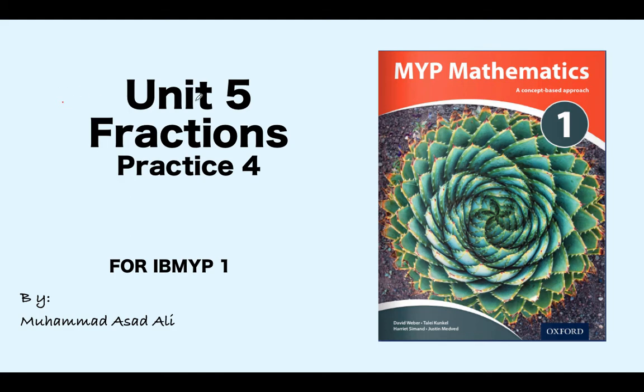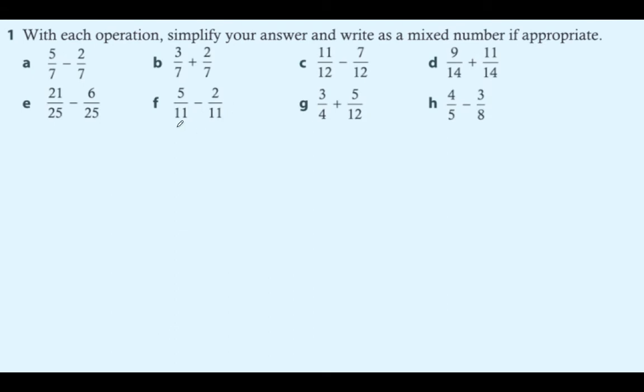In this video, we will be talking about Unit 5 Fractions Practice 4. So coming to question number 1, with each operation, simplify your answer and write as a mixed number if appropriate. So in part A, we have 5 over 7 minus 2 over 7.